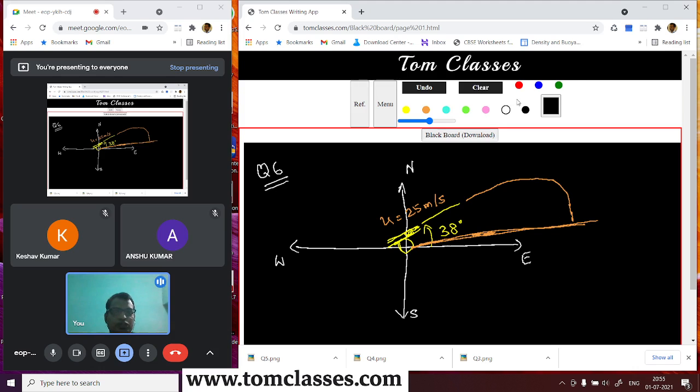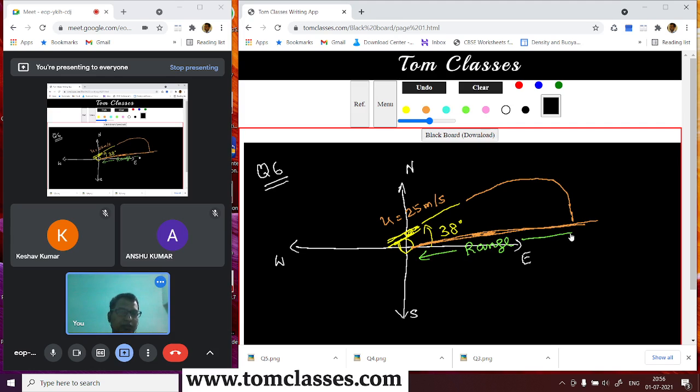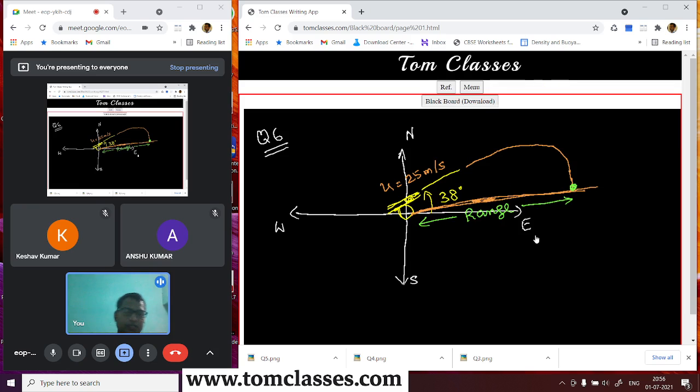Yes, what has to be used over here? So basically he is interested in the range, right? He is interested in the range. Since other things are not given, we will omit air drag and all those kind of things. So what is the range? What is the formula for the range?